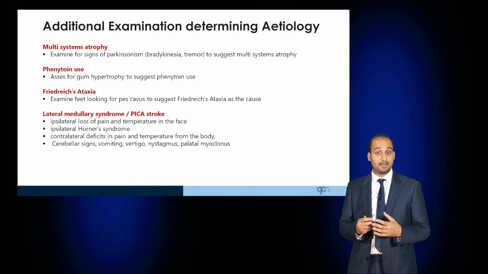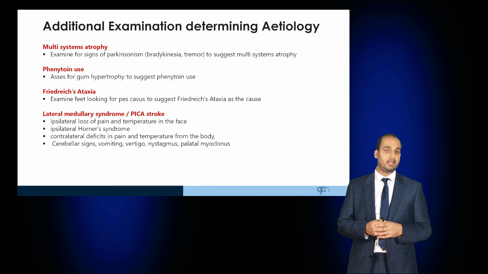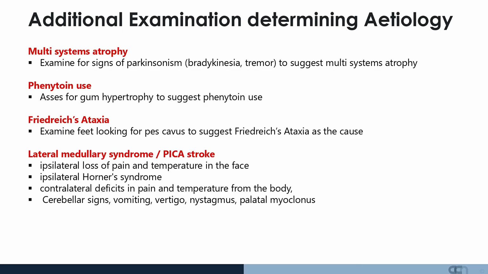Phenytoin use can damage the cerebellum, so look for gum hypertrophy, which may suggest use of this drug. Friedreich's ataxia results in cerebellar signs along with pes cavus.